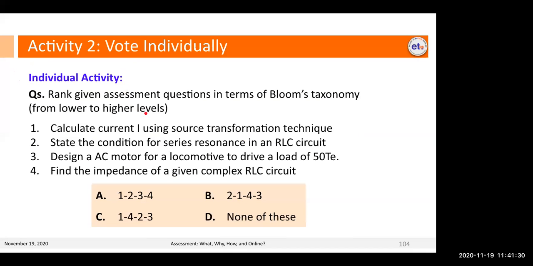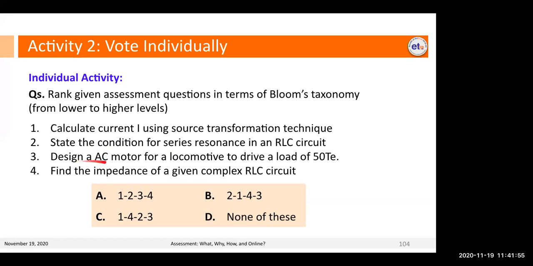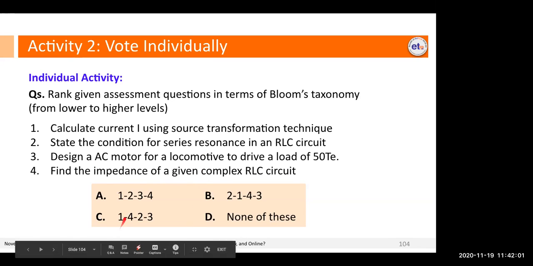Just to check this, I have a few simple questions for you. We can go very quickly with those questions. You need to respond in the chat. We need to rank the given assessment questions in terms of Bloom's taxonomy from lower to higher levels. These are the 4 questions and you need to rank which one comes first. First is calculating current, second is stating the condition, third one is designing the motor, fourth one is finding the impedance. You can respond in the chat.